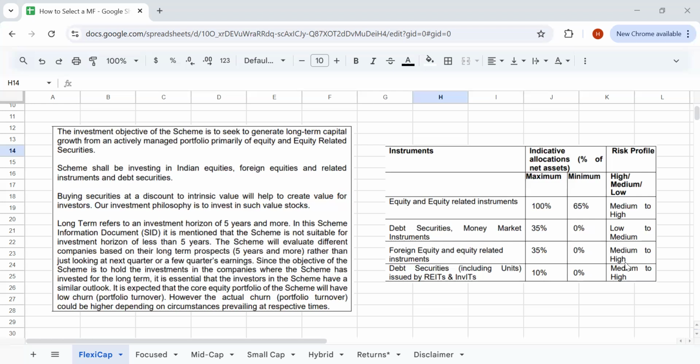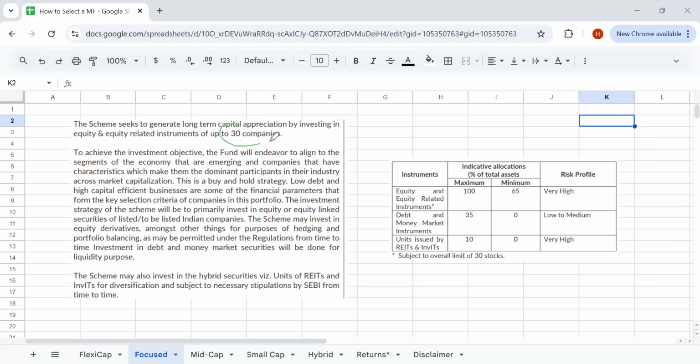When he or she is comparing with the returns of the index, he has to be careful and take this factor into consideration. Next, let's go to the focused fund. So in the focused fund, if you look at it, he is only investing in 30 companies. So that means this is going to be a really very concentrated portfolio.